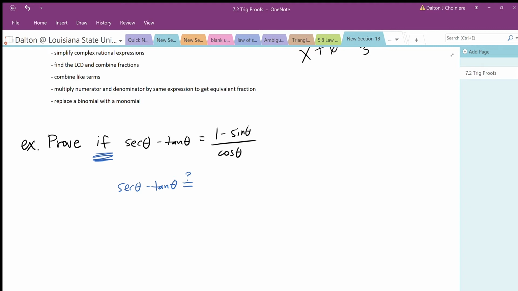Okay, I want to do something to my right side. I want to try to get this equivalent to the left side somehow if possible. Does anybody have any thoughts? This is something we could do.